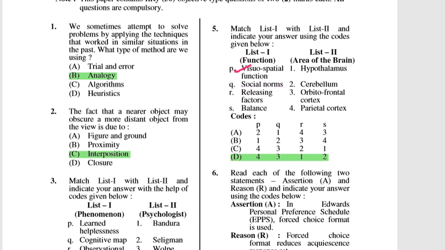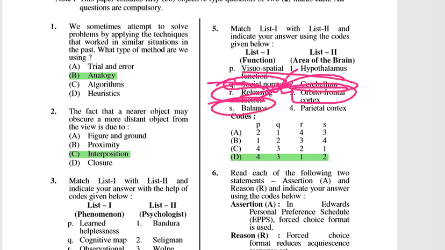The area of your brain which performs the visual spatial function is called the parietal cortex. The social norms are governed by whom? The orbitofrontal cortex of your brain. The releasing factors are handled by the hypothalamus and the balance is maintained by the cerebellum.